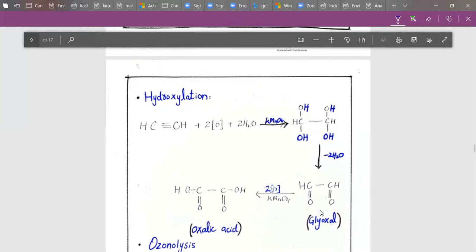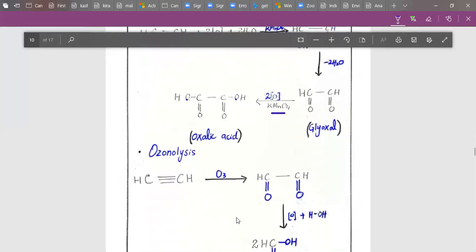When the glyoxal undergoes oxidation in the presence of KMnO4, then we obtain oxalic acid, because this oxygen is attached at this point. So in this way we can get oxalic acid.